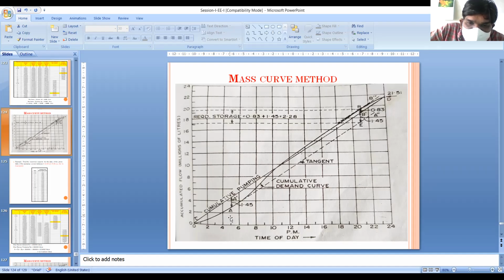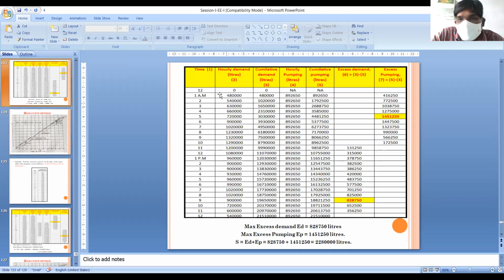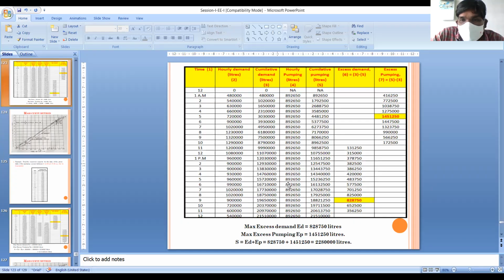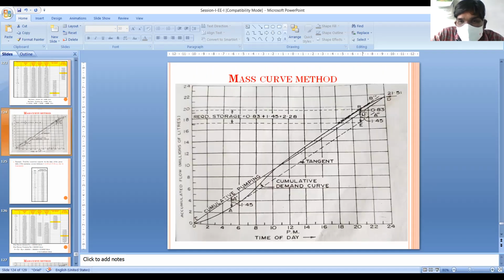See here, at a particular point, that means at 5 o'clock, we have an excessive point, excessive pumping. See here, at 5 o'clock, excessive pumping is there. That means the water is flowing off. The pumping is more than the demand. Understand? But by the time we reach 9 p.m., the demand is, see here, 8, 9. See, that means 9 p.m.